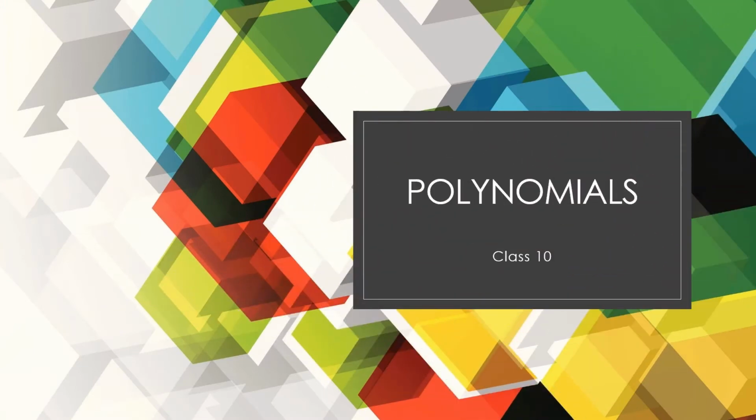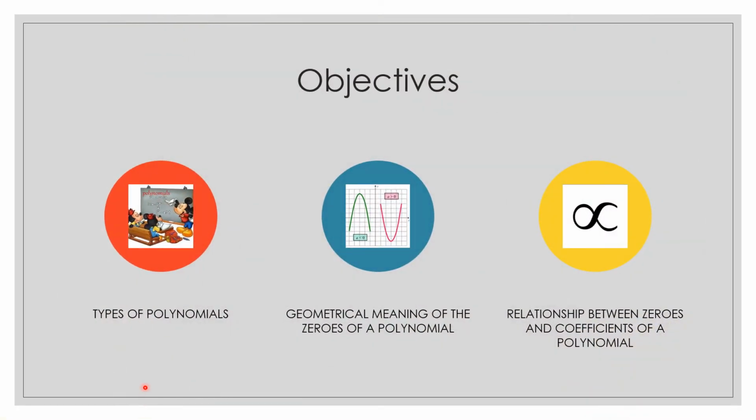So today we're gonna learn about polynomials, the second chapter in the NCERT Mathematics textbook. Today our objectives, that is what we're gonna learn, are types of polynomials, the geometric meaning of the zeros of a polynomial, and the relationship between zeros and coefficients of a polynomial.